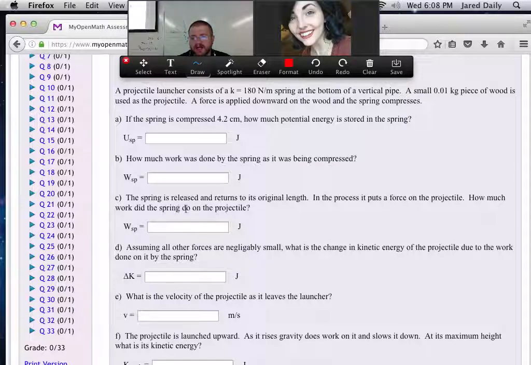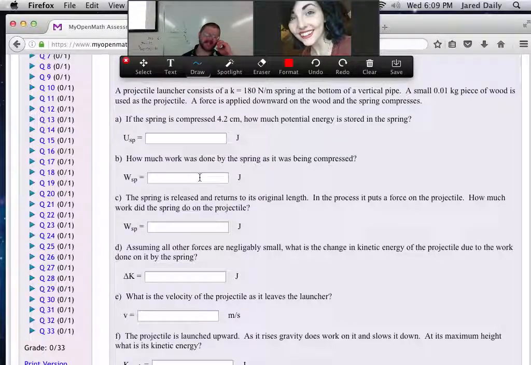The amount of work it does if it returns to its original length will be equal to the amount of energy that was stored in its potential energy when it was compressed. So B and C really should be equal, like you were asking. And so A, B, and C would be equal? Well, they'll all have the same value, but they may be different signs.